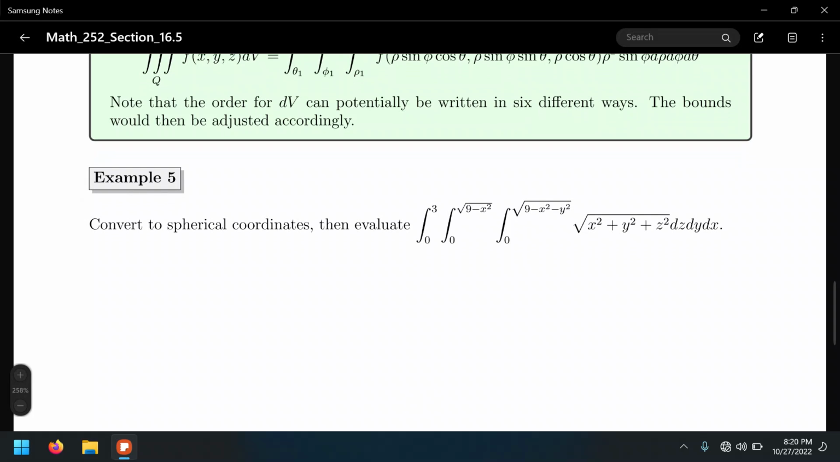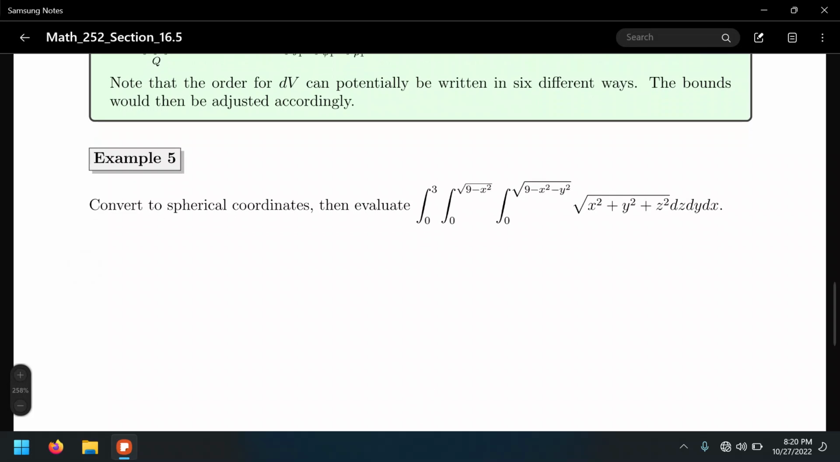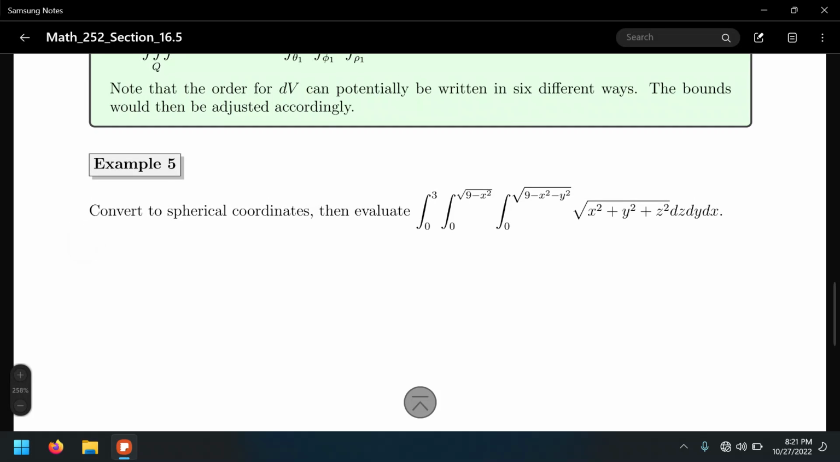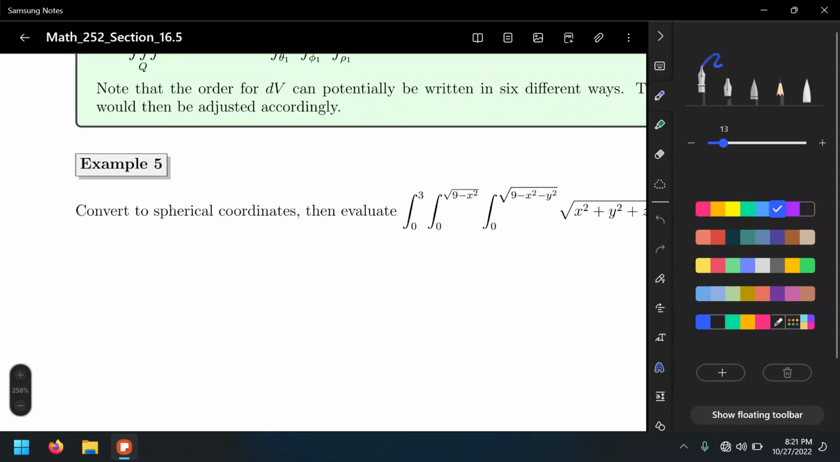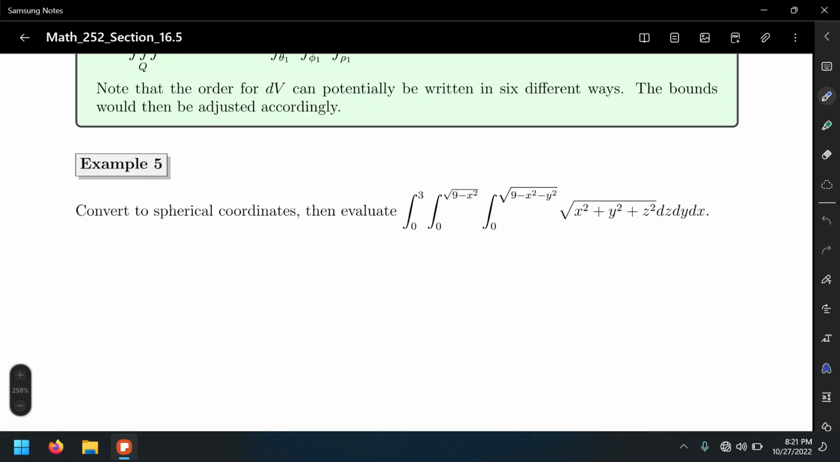Okay, so let's start by analyzing all these pieces of information. Recall that all these limits of integration give us an idea of what's going on in the xy plane, in the solid region, and on the x-axis, which is pretty much the last, or rather the outermost integral. All right, so how about we start by changing the integrand into spherical coordinates? What is that equal to? Rho squared.